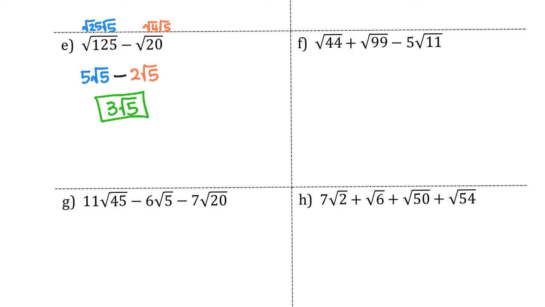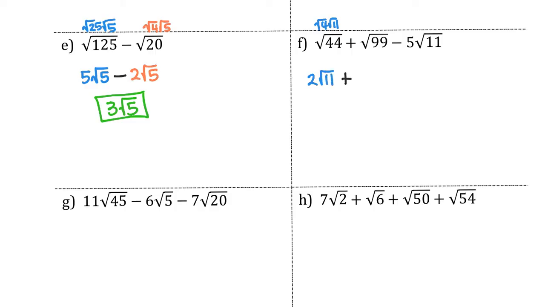Okay, let's look at the next one. I have square root 44 plus square root 99 minus 5 square root 11. Okay, right now none of the radicands match. So let me see if I can simplify anything. Okay, 44 is 4 times 11, and the square root of 4 is 2. So I can simplify square root of 44.